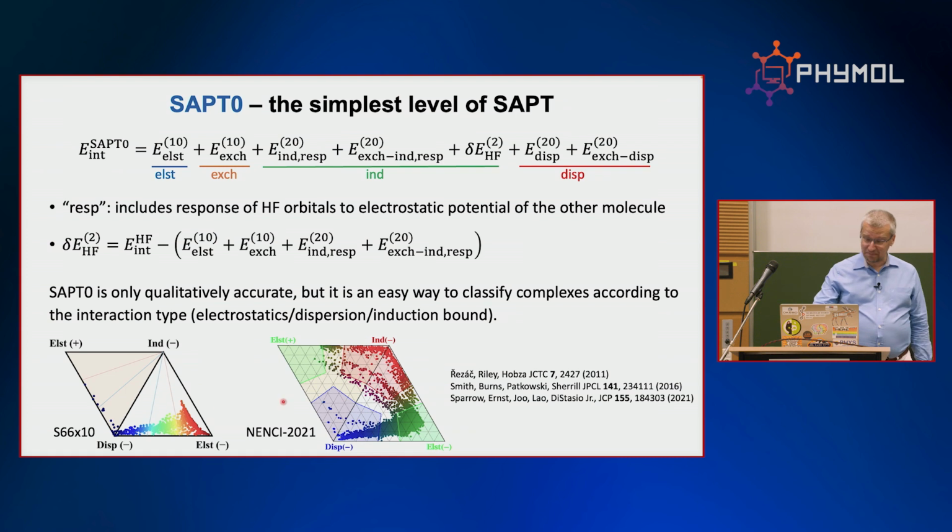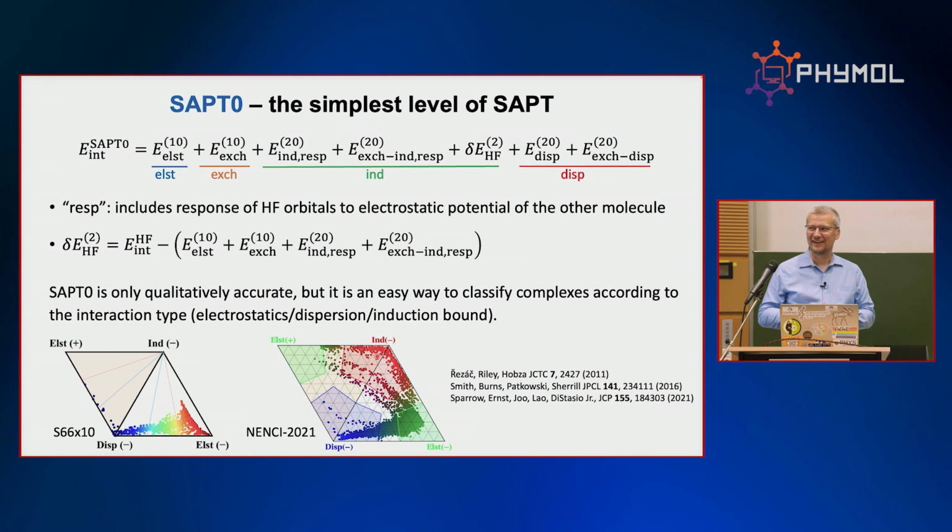Now, this is a bigger data set from the group of Rob DiStasio at Cornell University, a pretty recent one. And in particular, they got close to this corner, so systems bound by pure induction, and all of these systems involve an ion as one of the monomers. So an ion interacting with some kind of molecule, that's how you can get there.